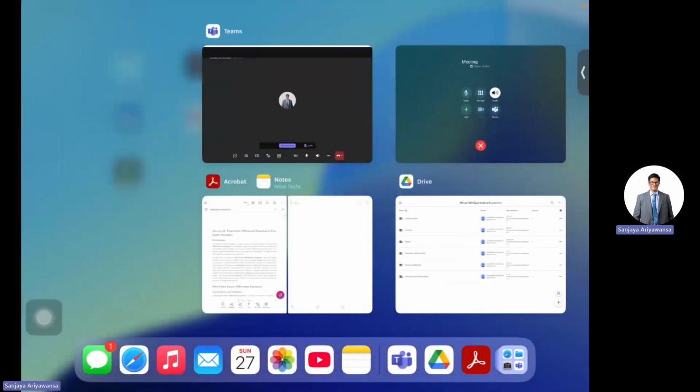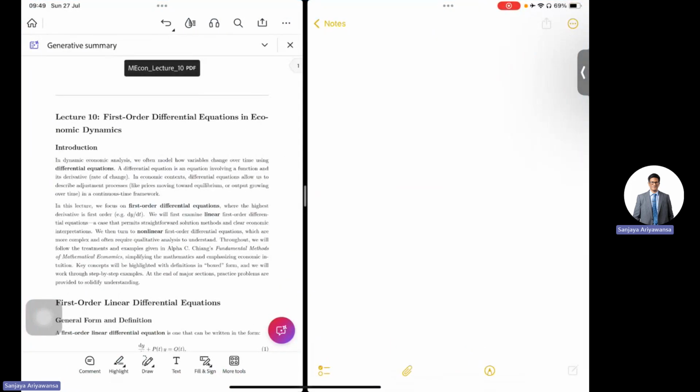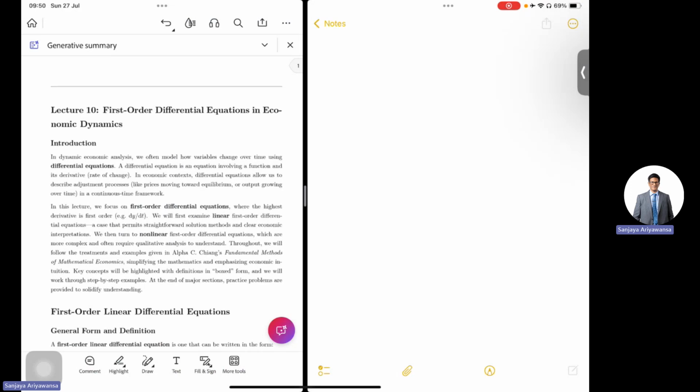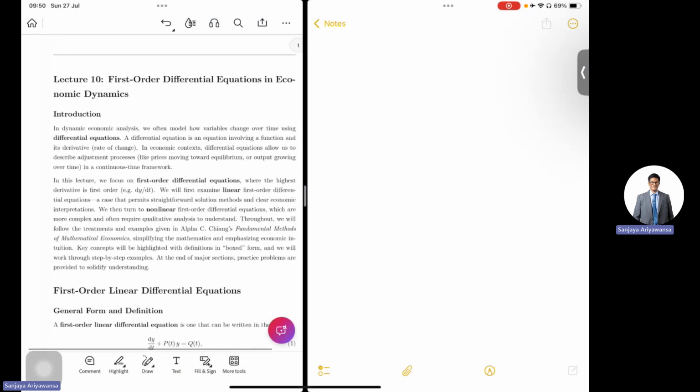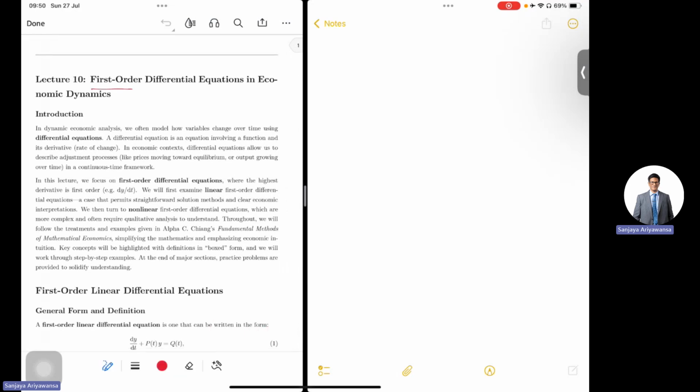So let's get into today's lecture. Today's lecture is quite important. We will be looking at first order differential equations in economic dynamics. Now we've been studying integration and, prior to that, differentiation, very basic parts of calculus. But in this case, it's a culmination of all of that. So what does first order differential equations mean? Let's try and break it down to make it a little easier.